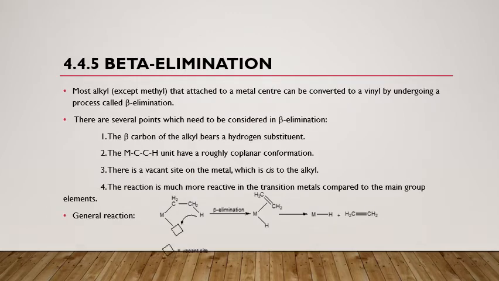Now we move to the beta elimination process, where most alkyls attached to a metal center can be converted to a vinyl by undergoing what we call a beta elimination process. For beta elimination to occur, there are several points that need to be considered. The first is that the beta carbon of the alkyl bears a hydrogen substituent. You have to make sure there is a beta carbon with a hydrogen substituent, the beta hydrogen here.